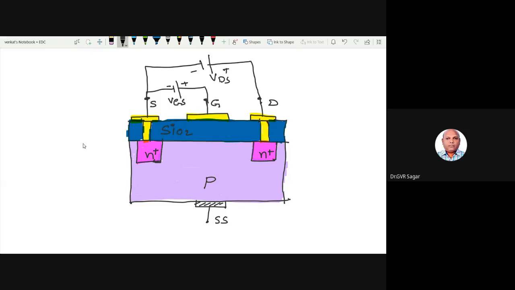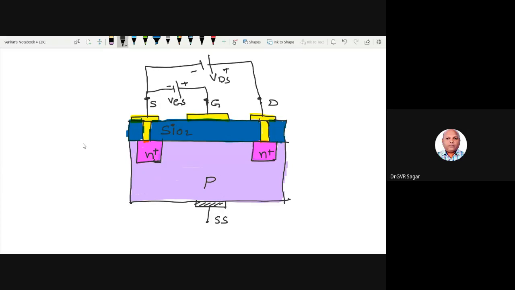So when VGS is a positive voltage, we said that the gate is isolated from this P substrate by a silicon dioxide material, and this acts as a dielectric material between the gate and the channel. Now, when the gate is positively connected, what happens? The purpose of the gate is attracting the charge carriers. It attracts the negative charge carriers because the gate is positive. So it attracts the negative charge carriers from the P substrate.